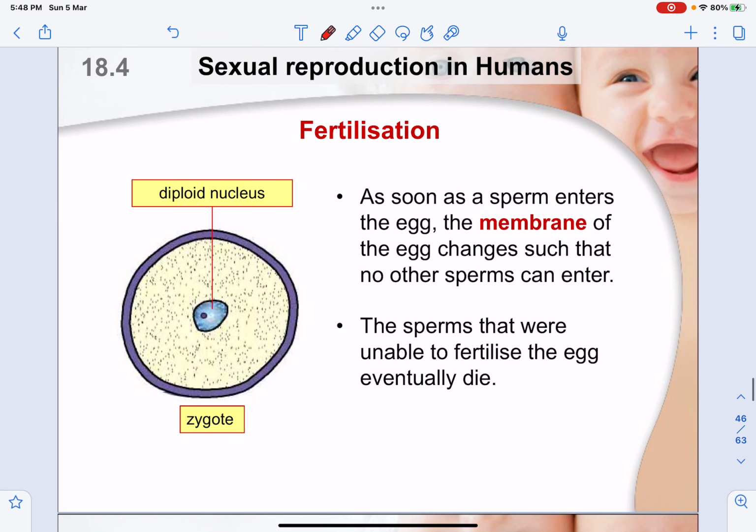As soon as the sperm enters the egg, the membrane of the egg will change such that no other sperm can enter. The sperms that were unable to fertilize the egg will also eventually die off.